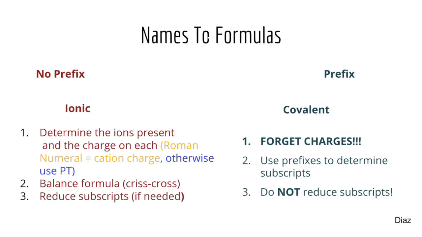Names to formulas. The first one is no prefix, which is ionic. First step, determine the ions present and the charge on each. Roman numerals equal constant charge. Otherwise, use the periodic table. Step 2, balance the formulas using crisscross. Last step, step 3, reduce subscripts if needed.